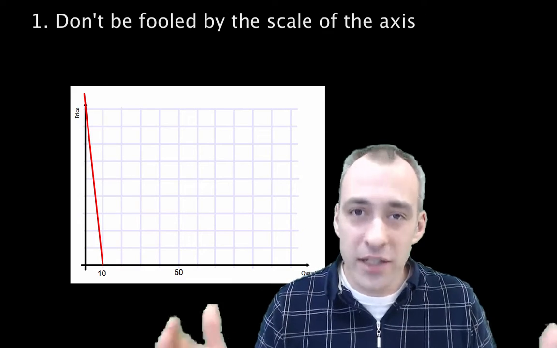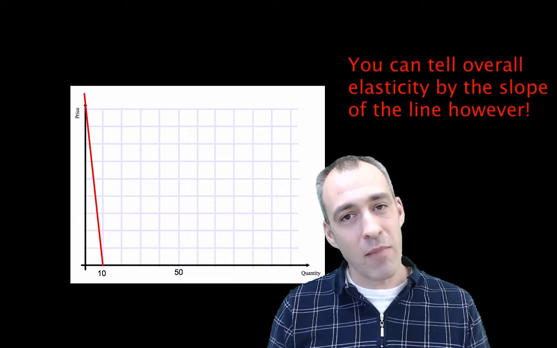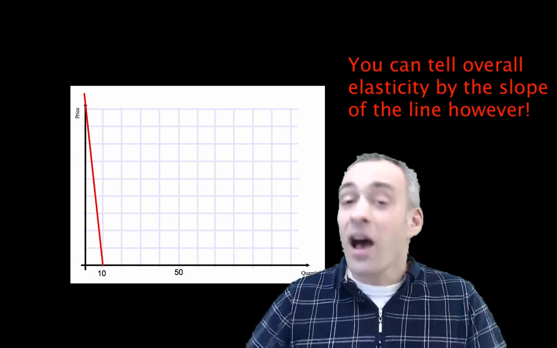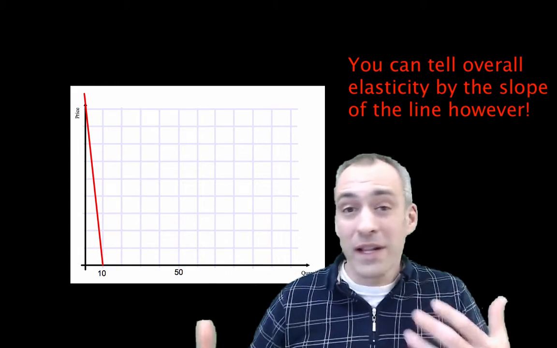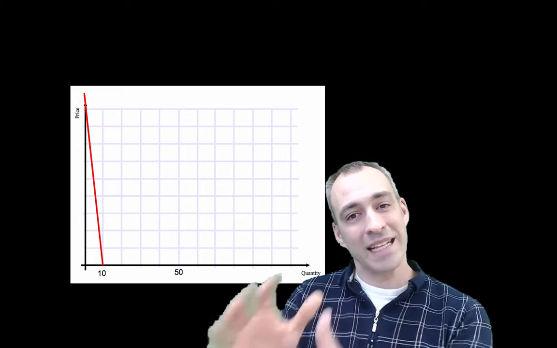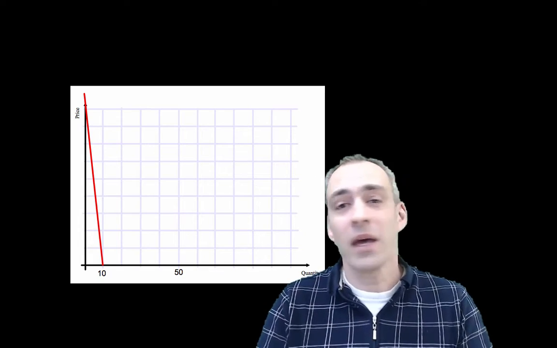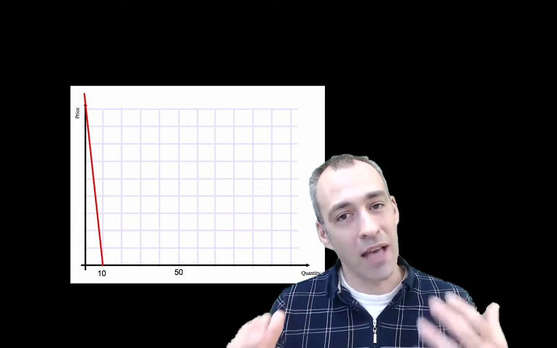So guess what? You can't actually tell elasticity with your eyeballs. You have to calculate it mathematically. So yes, a demand line can be more or less overall inelastic or elastic, but knowing actually what elasticity is right at a certain point or at equilibrium, you can't use your eyeballs. You have to calculate it.